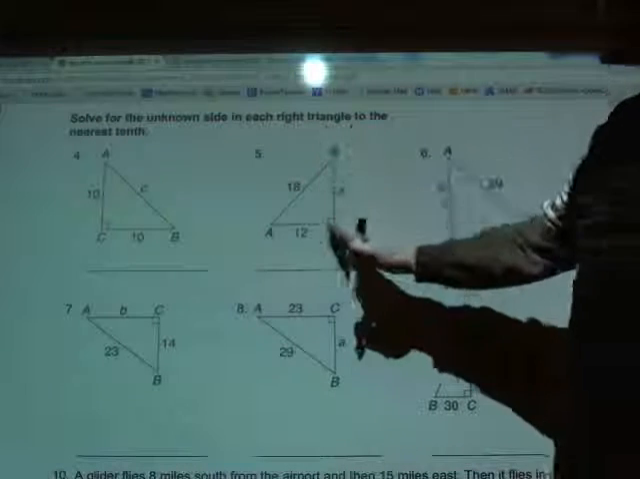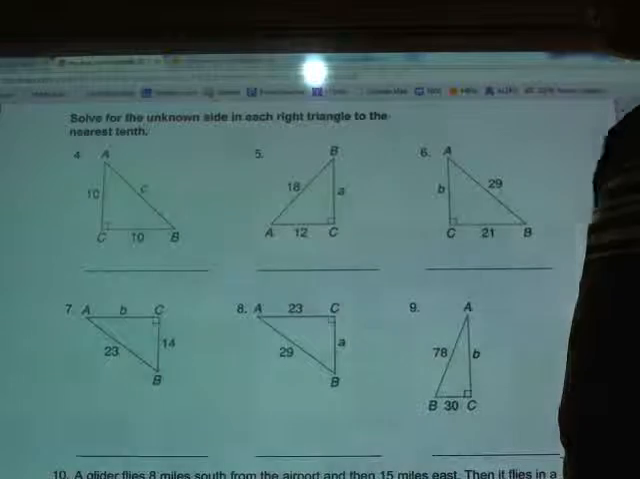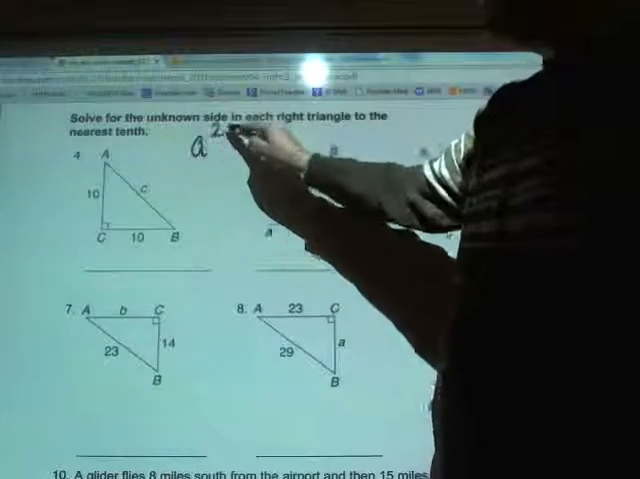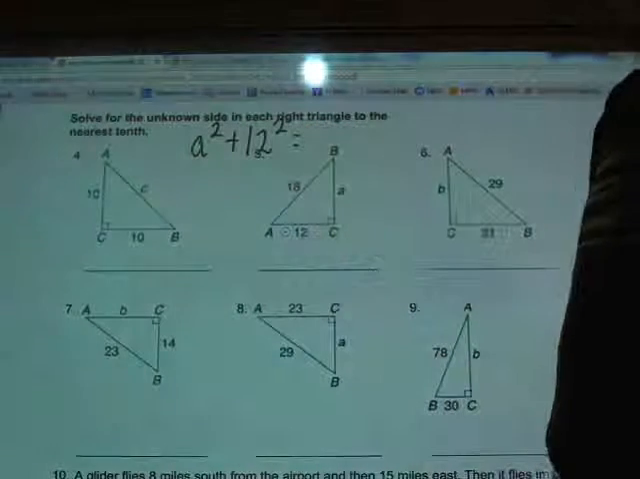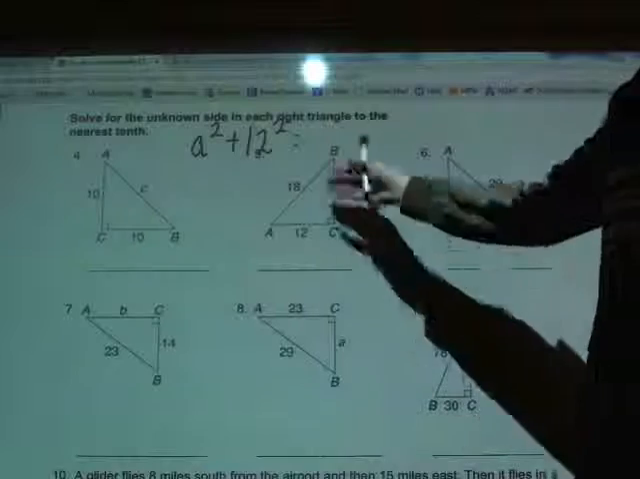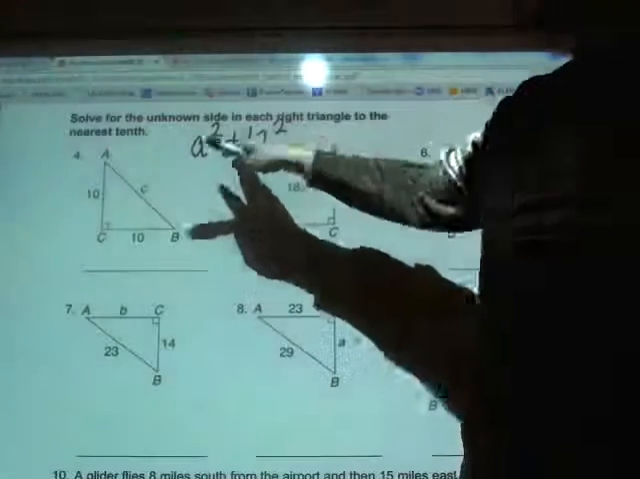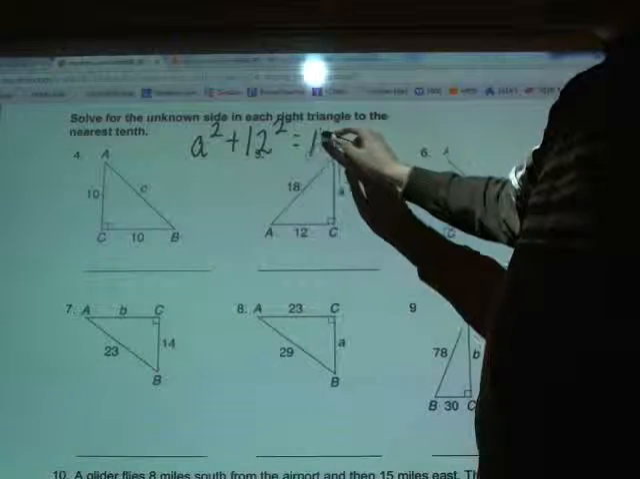So in number 5, we have the two legs making up the right angle. So A and 12 are the legs. Well, again, the formula says that those squared and then added up is equivalent to the hypotenuse squared. Well, of course, if these two are the legs, this is the hypotenuse. So the A squared and the 12 squared, my two legs squared, is going to be the same as 18 squared.